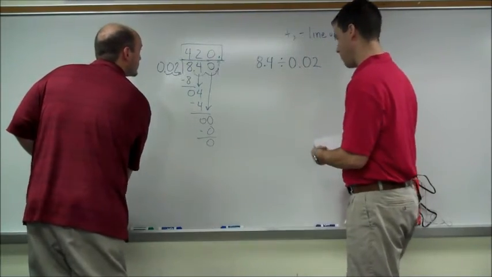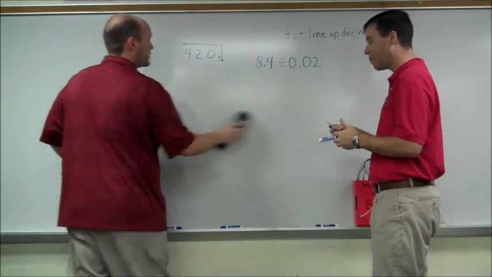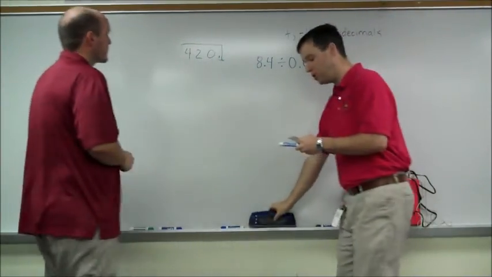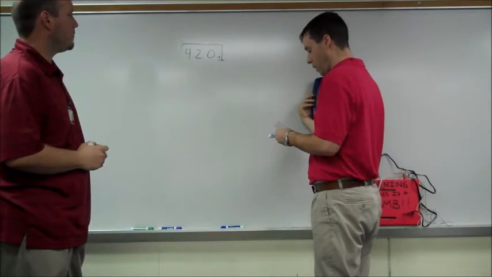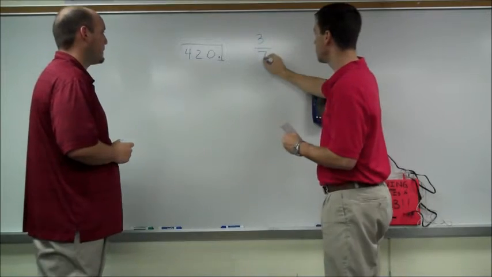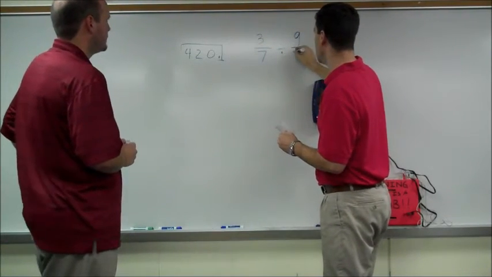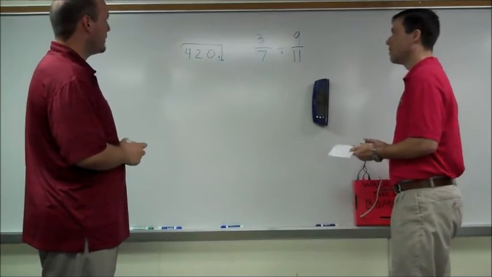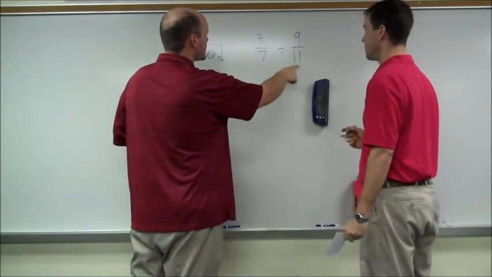What about the second problem? The second problem is dividing fractions. Dividing fractions, we have 3/7 divided by 9/11. Well, when I'm multiplying fractions, I multiply straight across. 3 times 9 and 7 times 11.